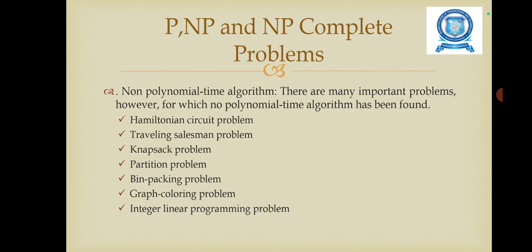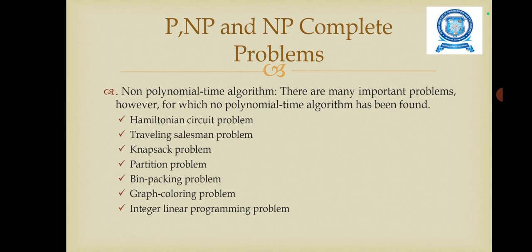Then next we are going to see the non-polynomial time problems, for which no polynomial time algorithm has been found. The first one is the Hamiltonian circuit problem. That means determining whether the given graph has a Hamiltonian circuit, a path that starts and ends at the same vertex and passes through all the vertices exactly once.